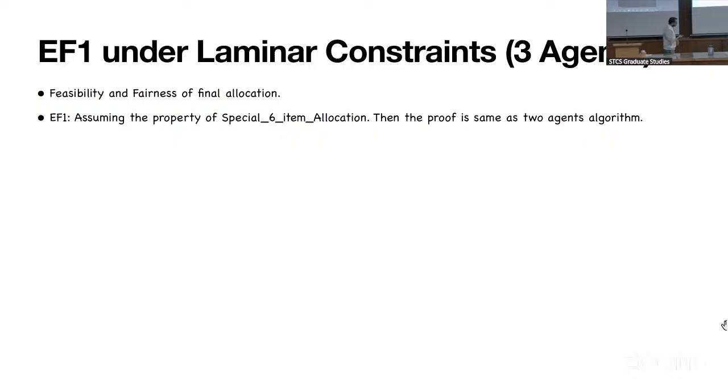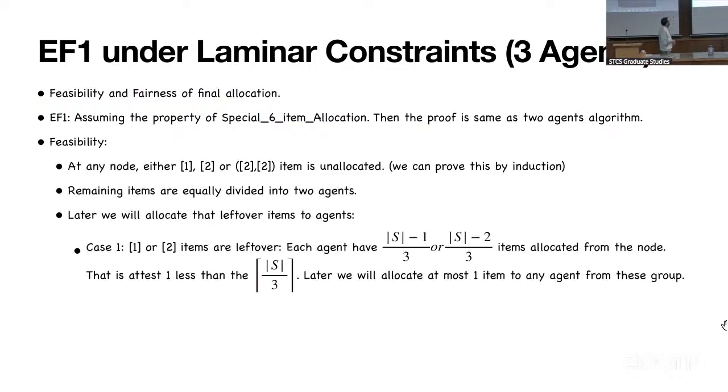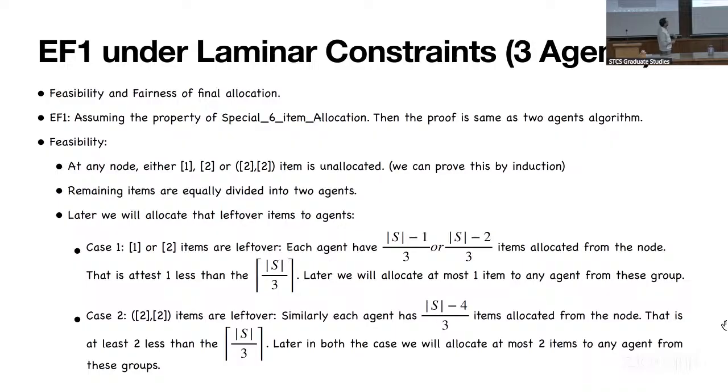I have slides for that. But first we will see how feasibility will be fulfilled. The same way, if we have 1 or 2 items left, because we are dividing equally, each agent will get floor of s minus 1 by 3 or floor of s by 2, and that is simple mathematics. We can check it and it will work. Yes, for the 3 agents, yes.